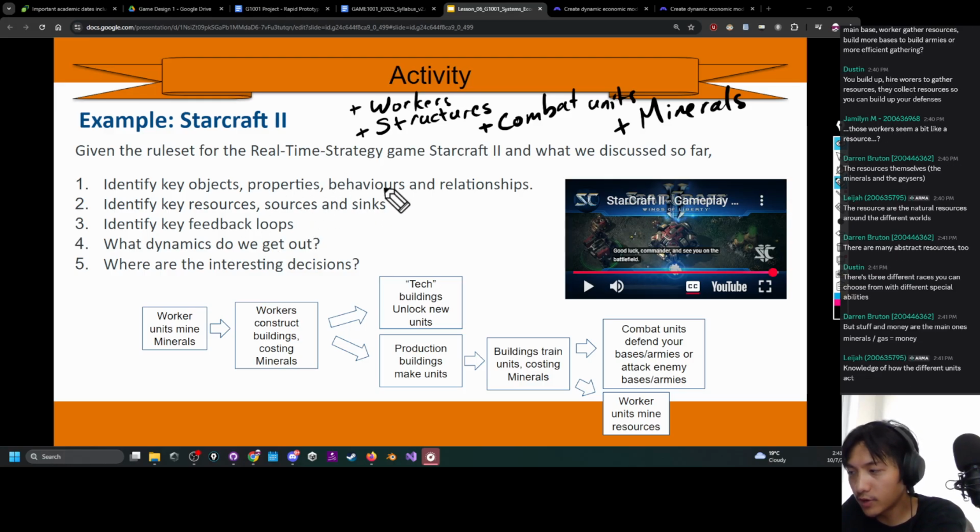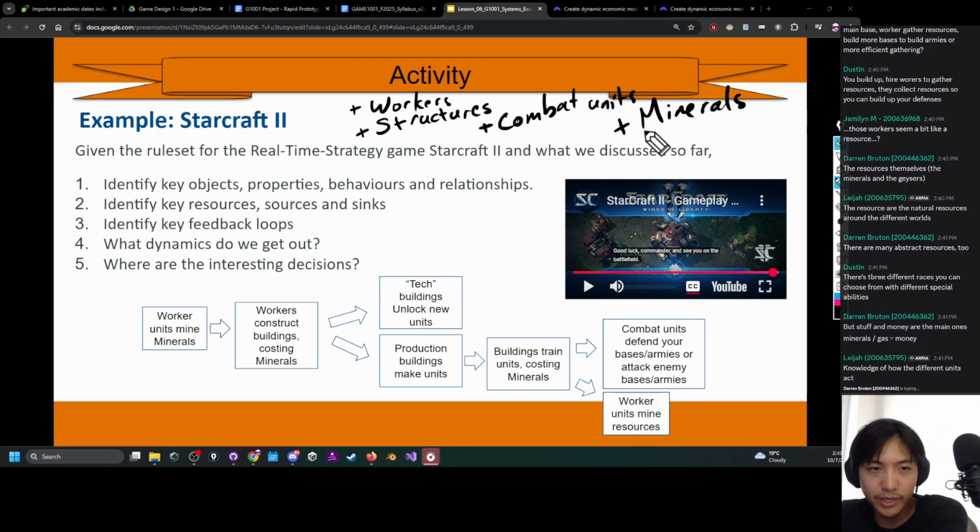There are lots of different relationships and objects because the game has three different races. It has three different races, and each one has many different types of play styles. A lot of stuff. Key resources include your minerals, your dudes, your buildings.